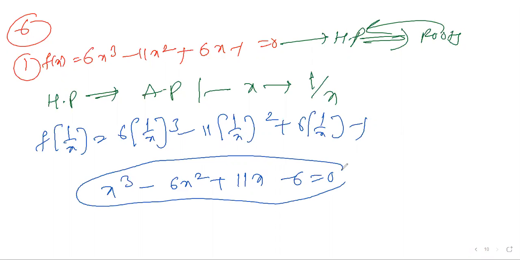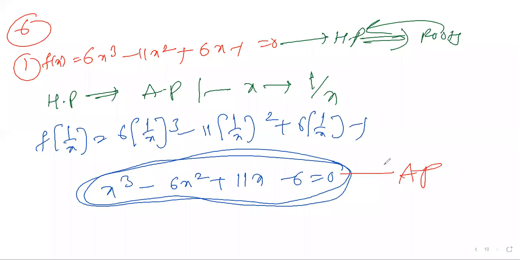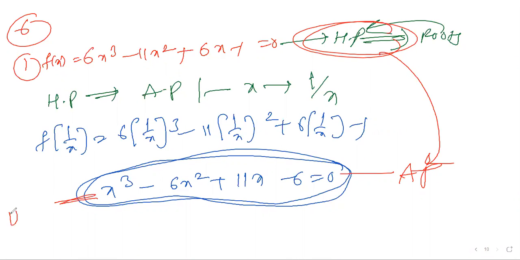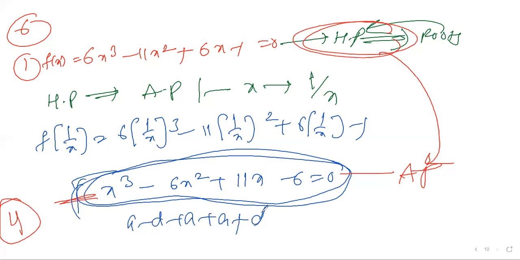This is the equation in what format now? AP. Previously it was HP, now it's converted into AP. This we can do as in problem number 4. Now take the fresh question. Take these roots in AP: A minus D, A, A plus D. Add them and D cancels. 3A is equal to minus of minus 6, so A is equal to 2. So beta is equal to 2.